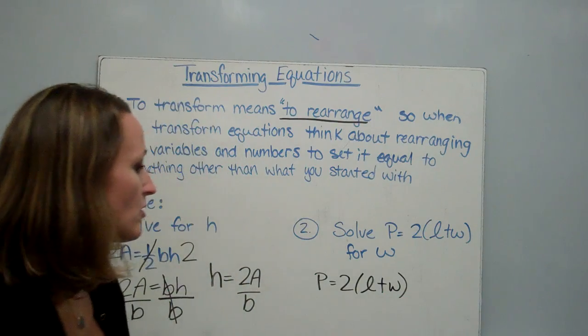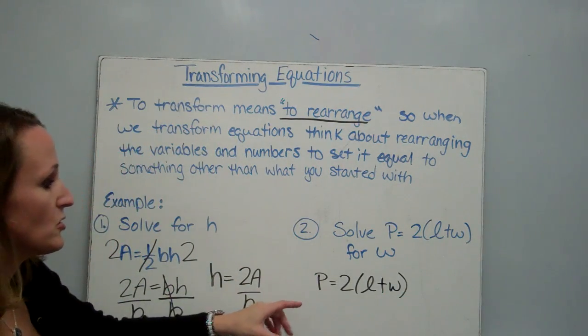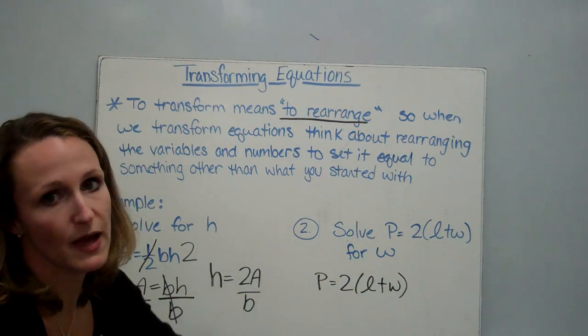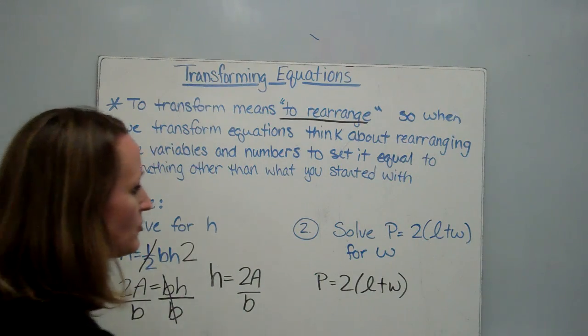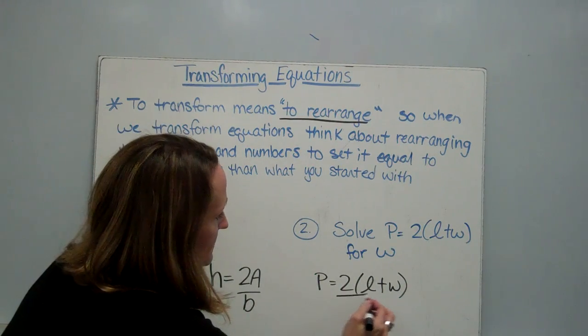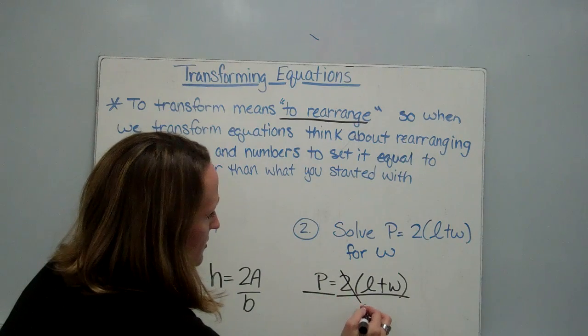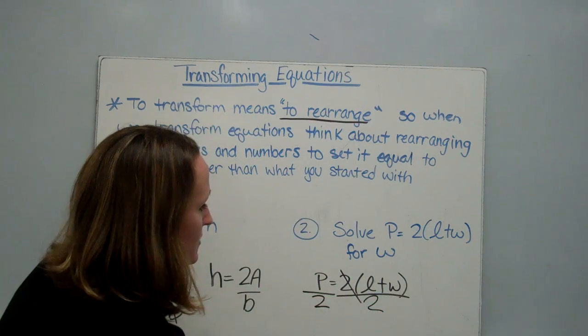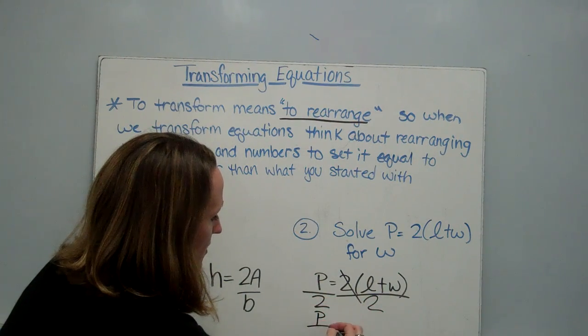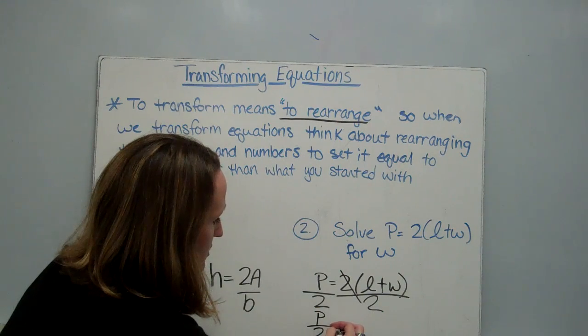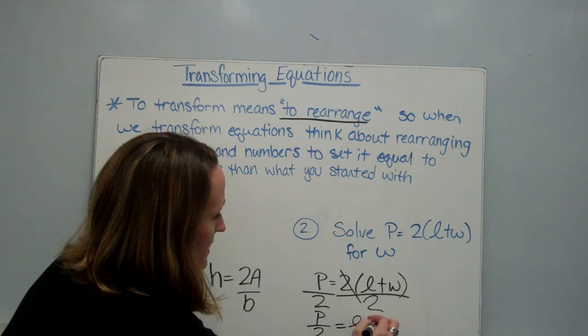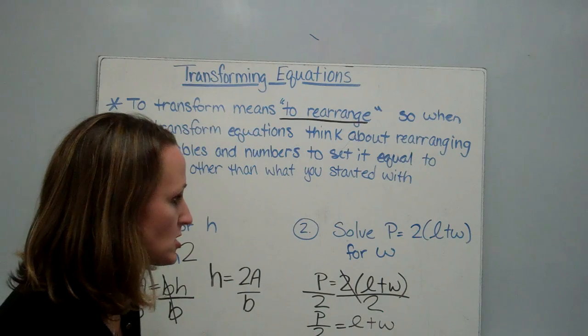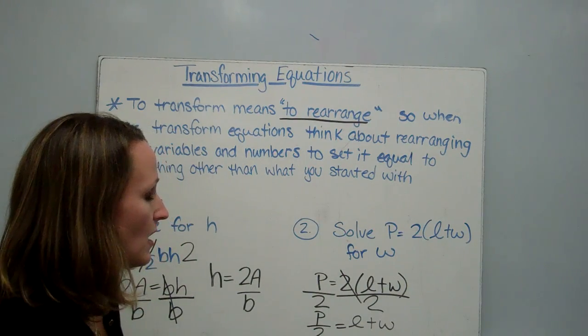Okay, so the first thing in this one that I'm going to do, I'm going to get rid of my 2 on the outside because the other 2 happen to be in parentheses. So if I divide this side by 2, I now have p over 2 equals L plus W. And I just kind of dropped my parentheses.